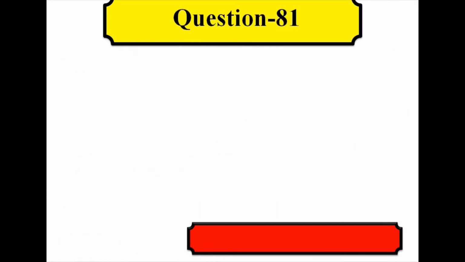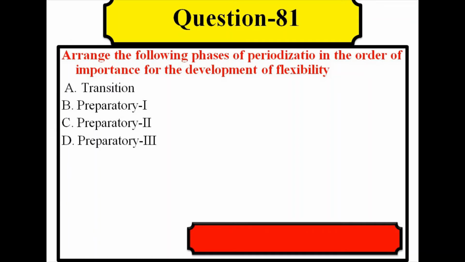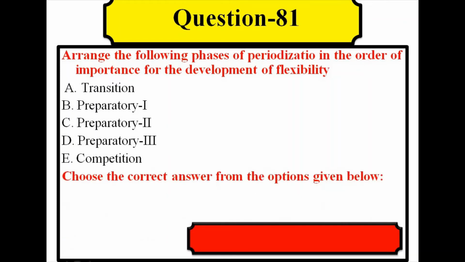Question 81. Arrange the following phases of periodization in the order of importance for the development of flexibility. A. Transition. B. Preparatory I. C. Preparatory II. D. Preparatory III. E. Competition. Choose the correct answer from the options given below.